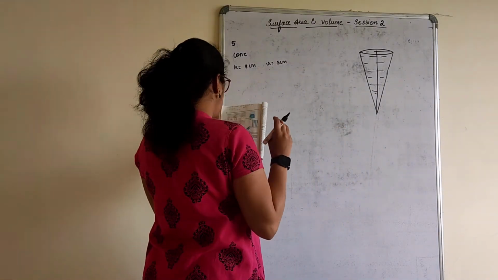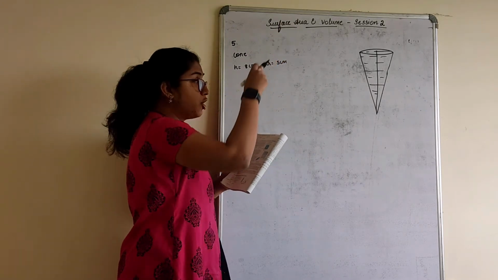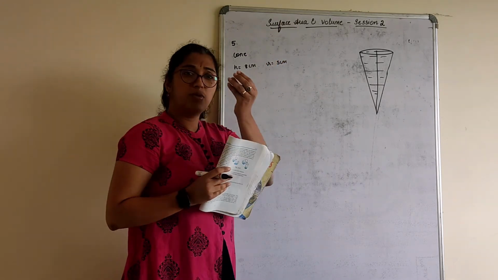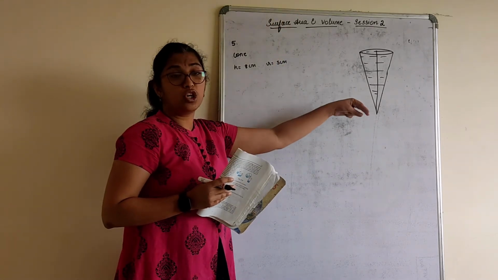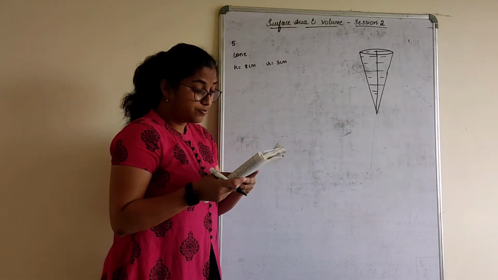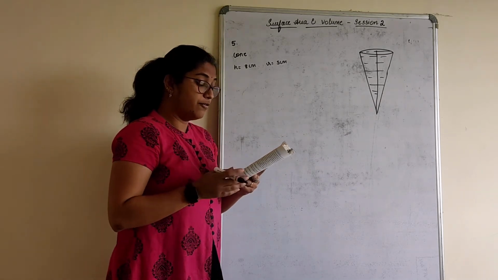When lead shots, each a sphere of radius 0.5 centimeter, are dropped in this, now what are we doing? We are dropping small lead shots. Lead shots are nothing but spheres. Those lead shots are dropped, so 1/4 of the water flows out. Find the number of lead shots dropped.